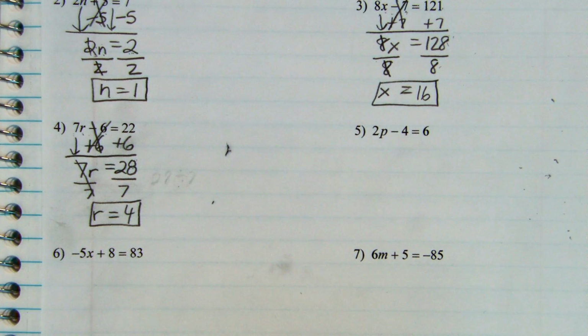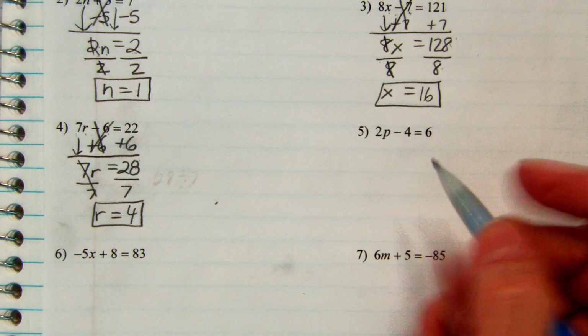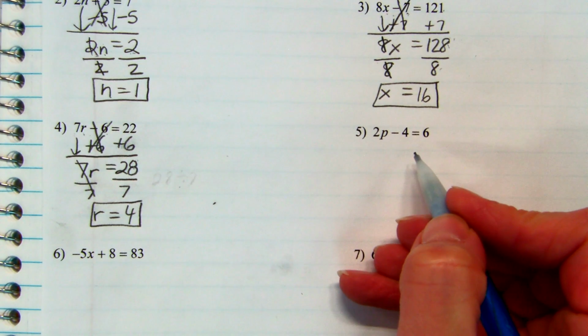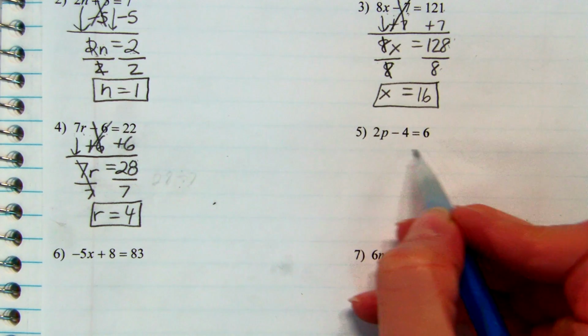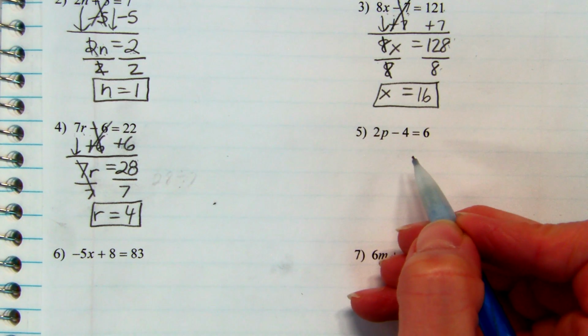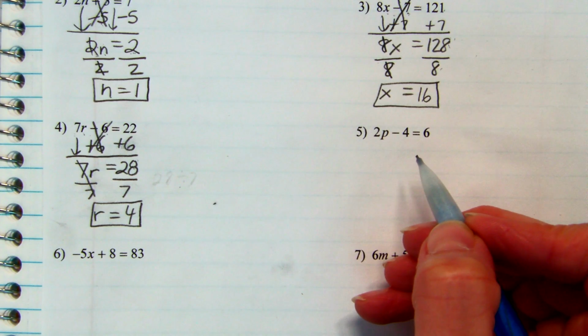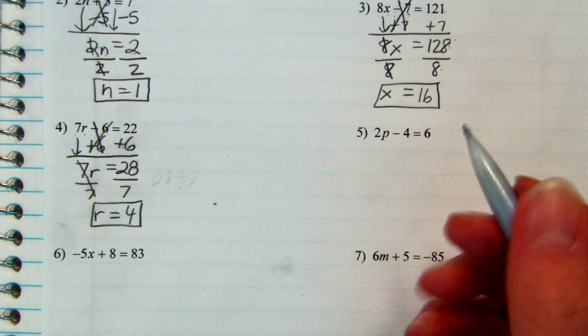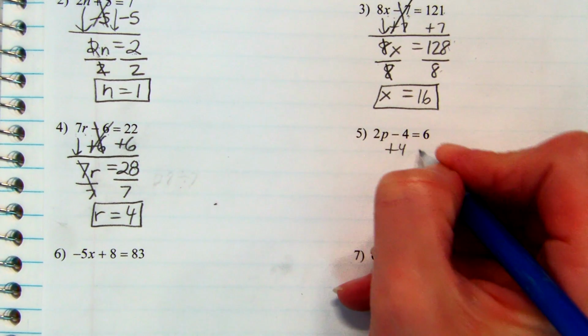Okay, so let's take a look at number 5. So what's my first step? What do I need to do first? Add 4. So we're going to add 4 to both sides.